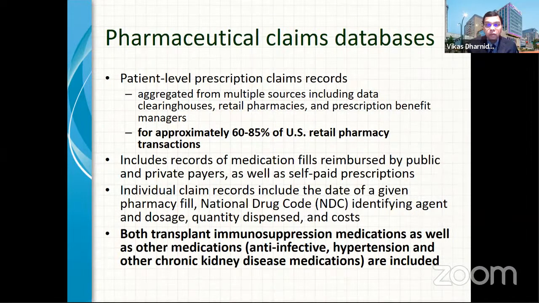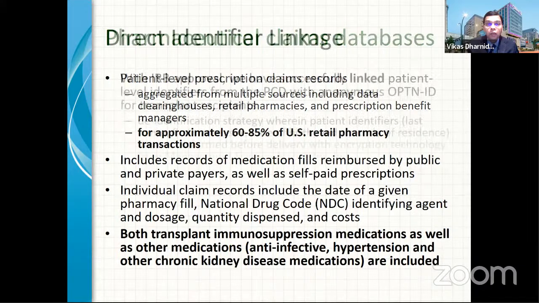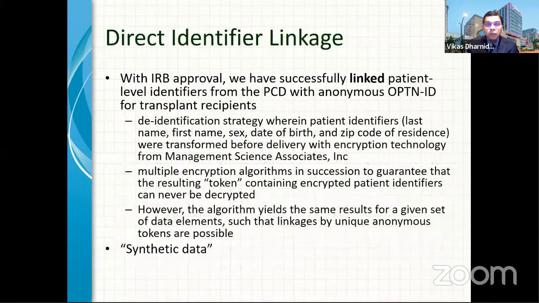Through this, we obtained records of the medication fills that were insured and even self-pay. We also were able to get the specific identifying agent through the National Drug Code, the date of the pharmacy fill, the quantity dispensed, and the cost. And this applied to the transplant immunosuppression medications, as well as other medications, anti-infective, hypertension, and other chronic kidney disease medications. Now we had the ability to be able to look at what was happening through the first year.